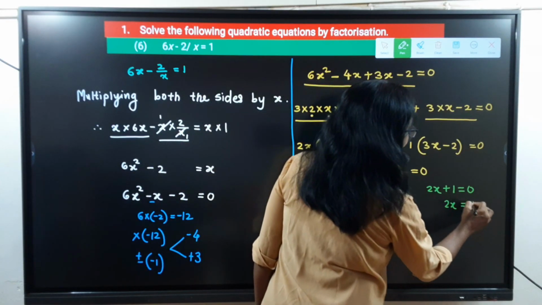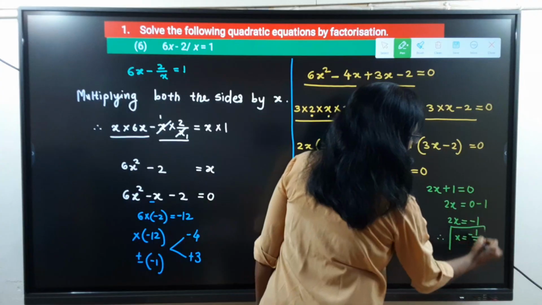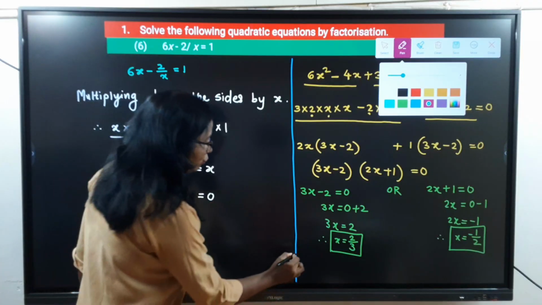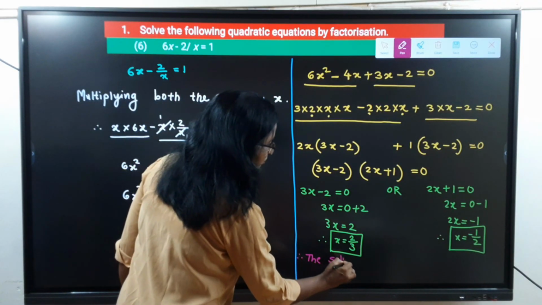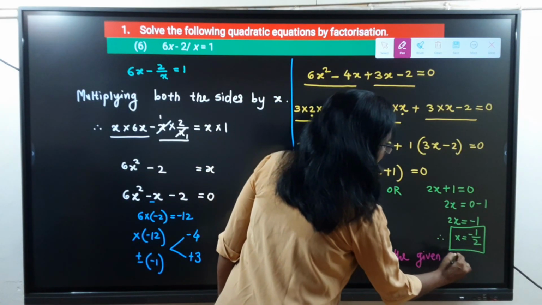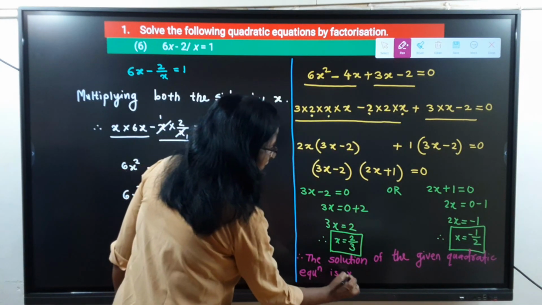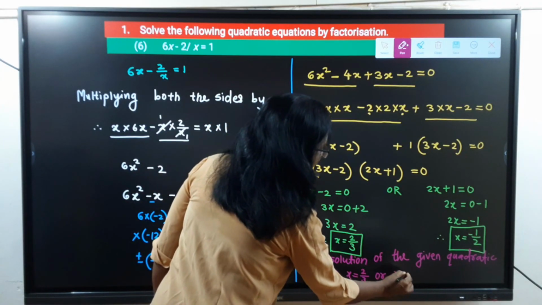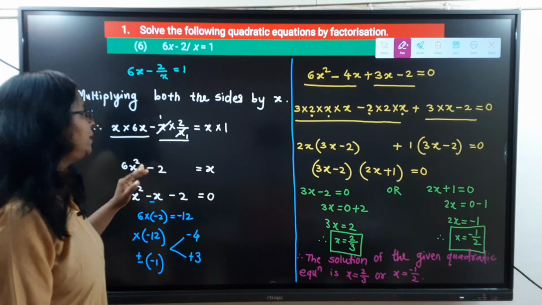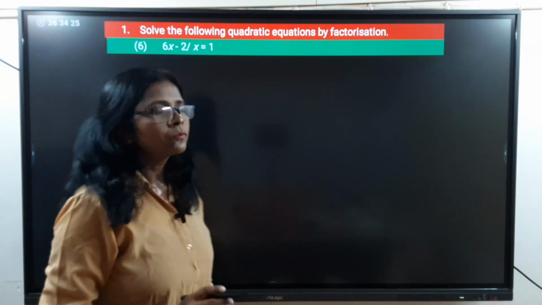And here, students, 2x is equal to 0 minus 1, 2x is equal to minus 1, so x is equal to minus 1 upon 2. In such a way, finally we write down the solution. Therefore, the solution of the given quadratic equation is x is equal to 2 upon 3 or x is equal to minus 1 upon 2. In such a way we can solve this, and this is the simplest method. Follow this method, practice on your own, students, and then you can get the answer.